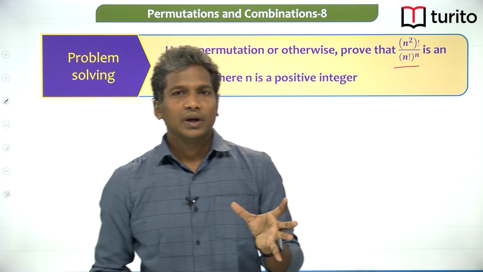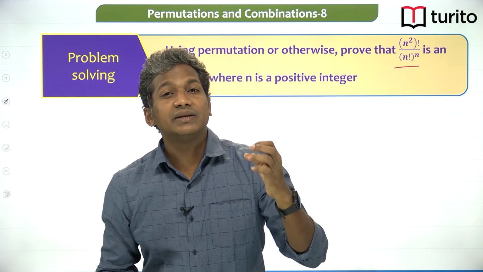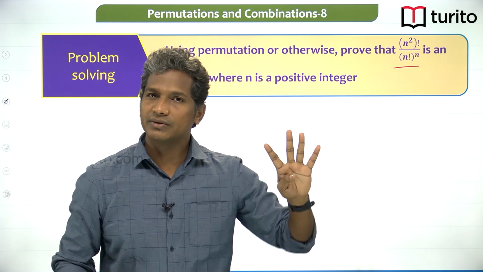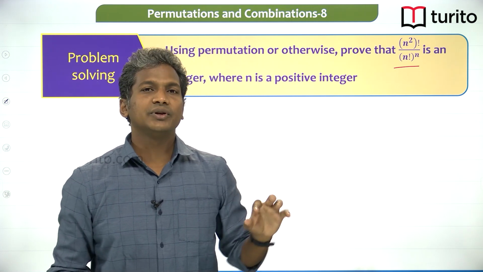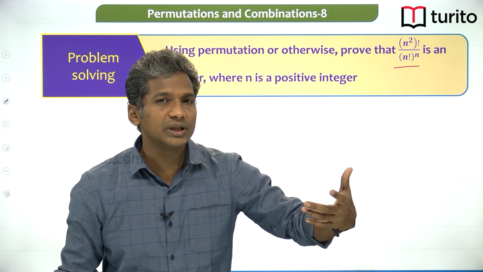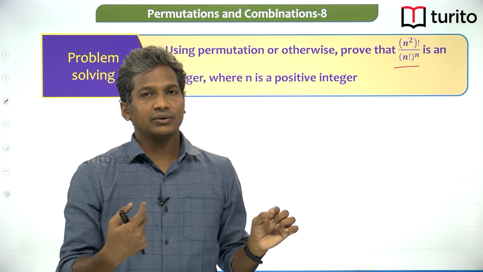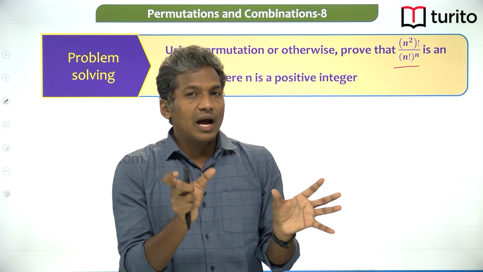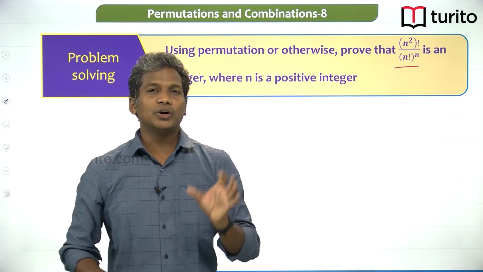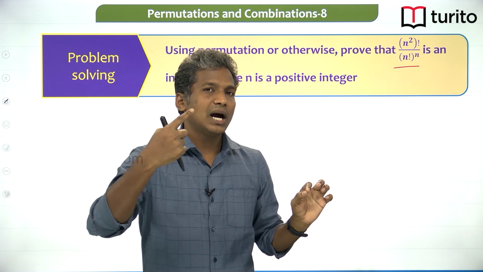If you take any 3 consecutive numbers, their product is always divisible by 3 factorial. If you take 4 consecutive numbers, it's divisible by 4 factorial. If you take 5 consecutive numbers, divisible by 5 factorial. If you take n consecutive numbers, their product is divisible by n factorial. Okay. So here whenever I am talking about consecutive numbers, I am talking about the product of consecutive numbers. So the product of any r consecutive numbers is always divisible by r factorial.